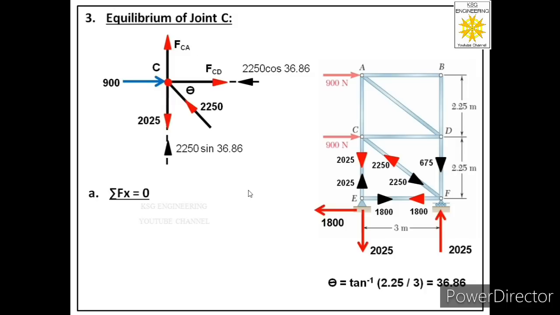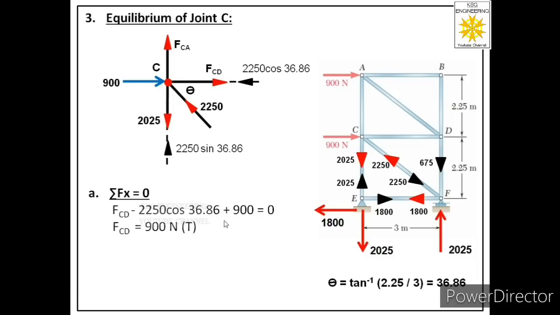Now we'll apply equations of equilibrium. Let us start with the first equation, that is summation Fx is equal to 0. Let us see how many forces are there in the free body which are acting in x direction. First force is 900 Newton. It is acting towards right, so this is positive. Next is FCD. It is acting towards right, so we have to consider this also positive. Now this component is acting towards left, so we have to consider this as negative force. It means final equation will be FCD minus 2250 cos 36.86 plus 900 is equal to 0.